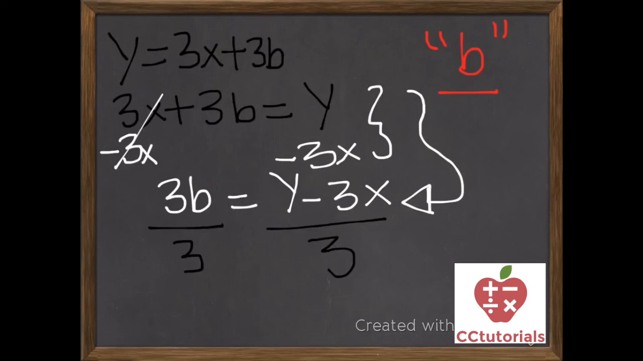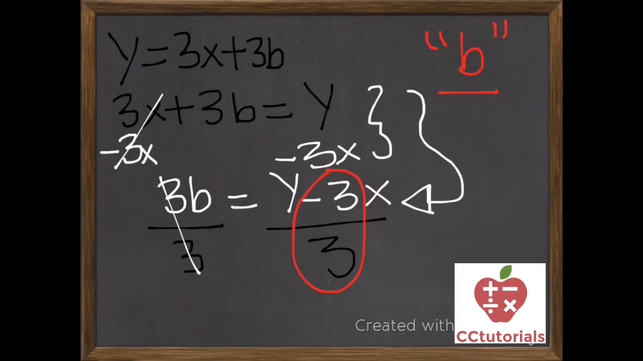So once completed, we realize that b isn't yet by itself. It's got a 3 by its side. So we need to get rid of this 3. And the only way we can do this is by dividing it on both sides. And we're using division because we are multiplying 3 times b, and since we need to do the opposite, we will divide it.